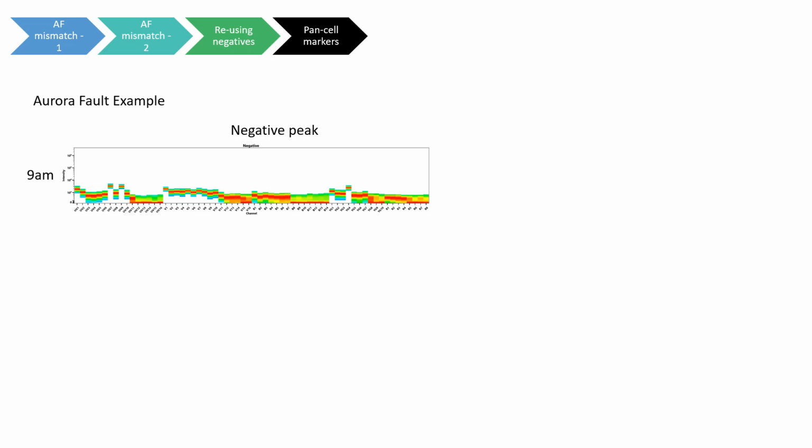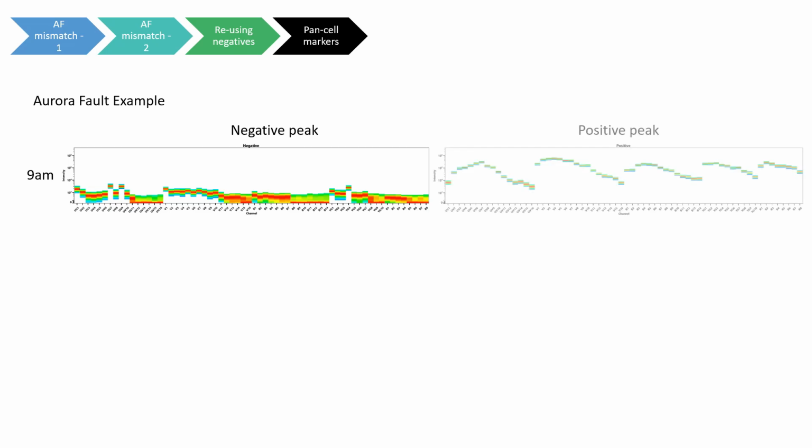Just to visualize the point, a few months ago we noticed a fault in one of our Auroras that has since been rectified. At 9 AM we ran QC and it passed no problem. We also ran Rainbow 8 peak beads. We then repeated this a few hours later.